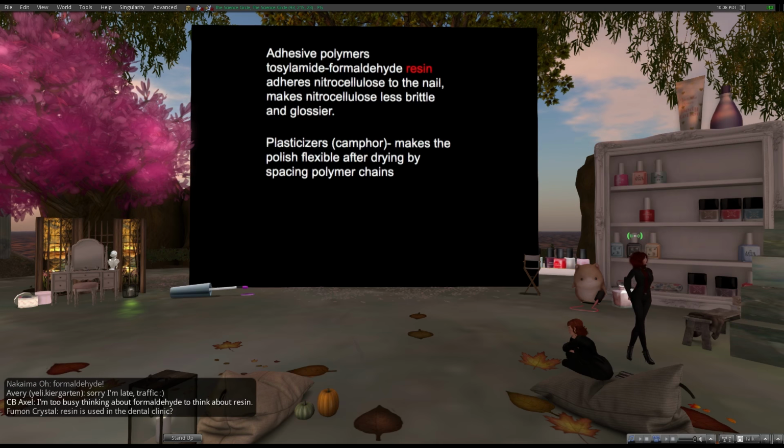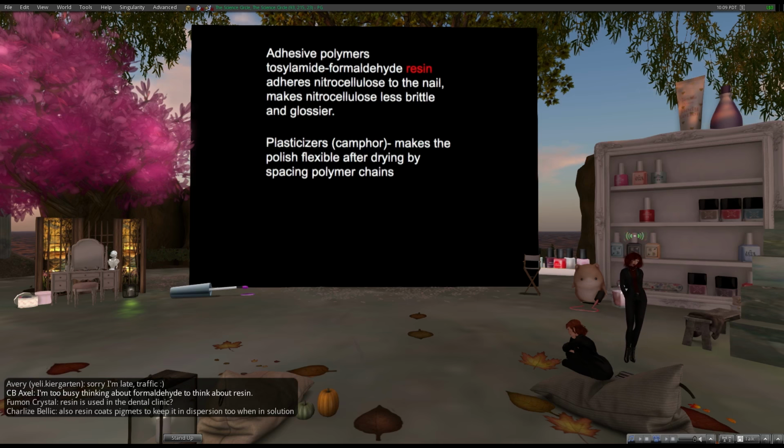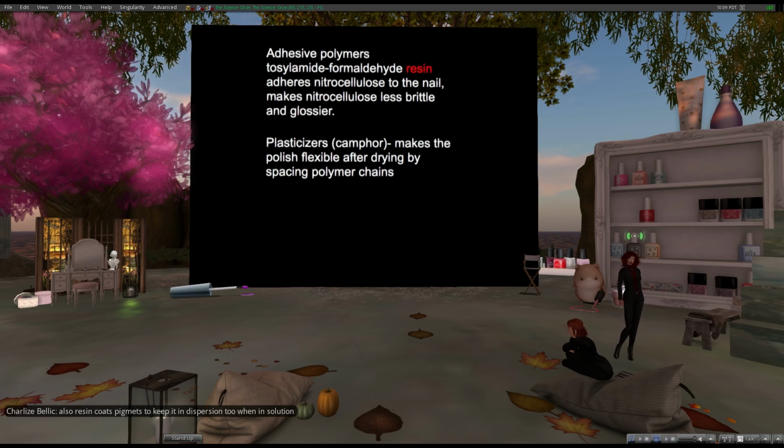So it says formaldehyde, but this formaldehyde is not in the gaseous form. This formaldehyde is bound in the tosylamide and the resin, and in that form, it does not penetrate your nail, and it doesn't go into the gas form. So it's like sodium chloride. You know, sodium is nasty stuff, but in sodium chloride, it's necessary for life. So even though the word formaldehyde appeared here, don't jump yet.